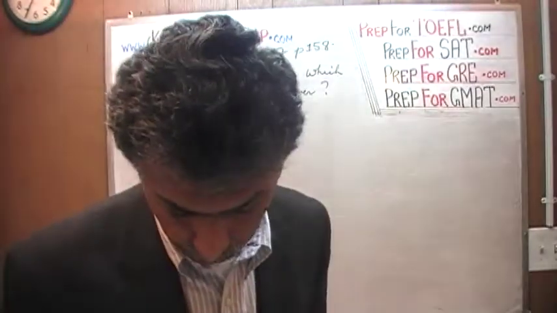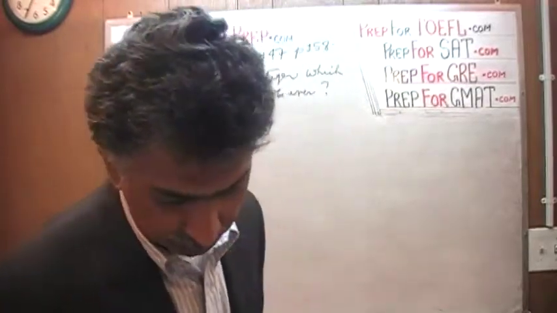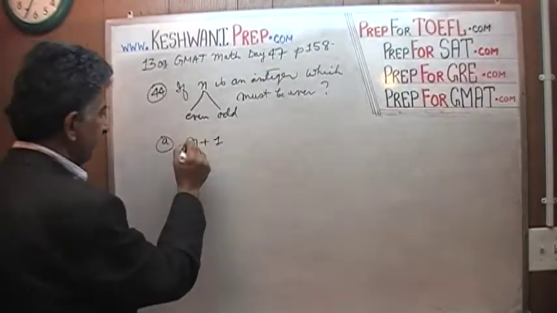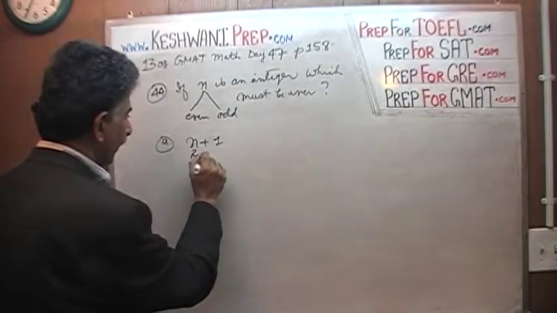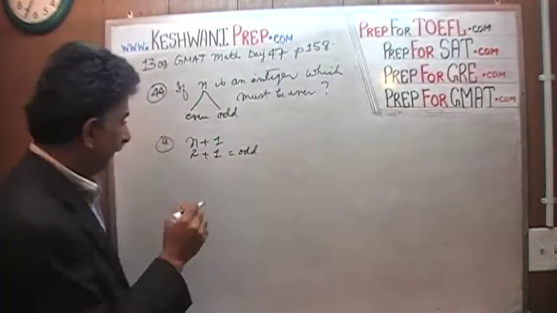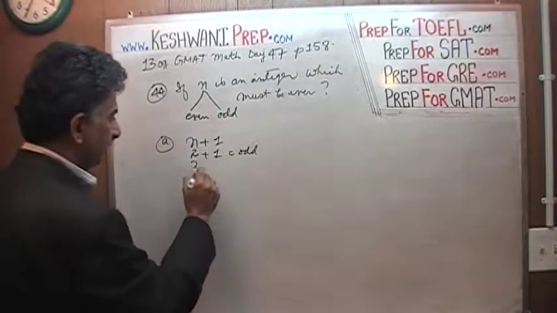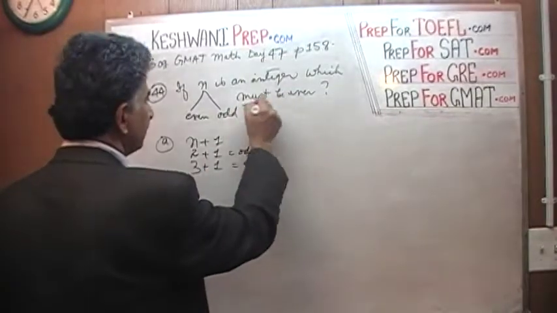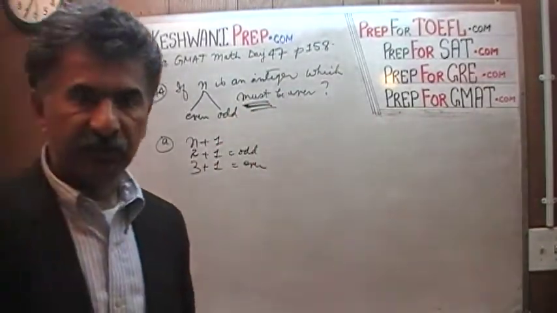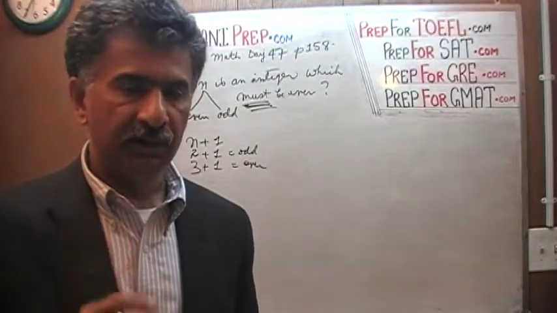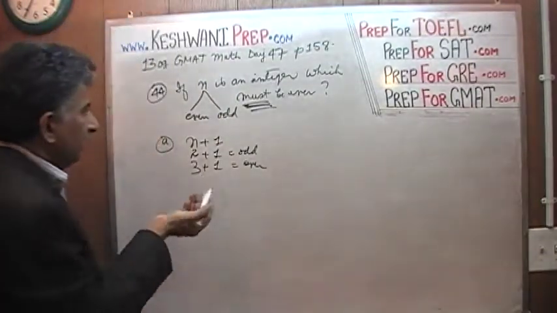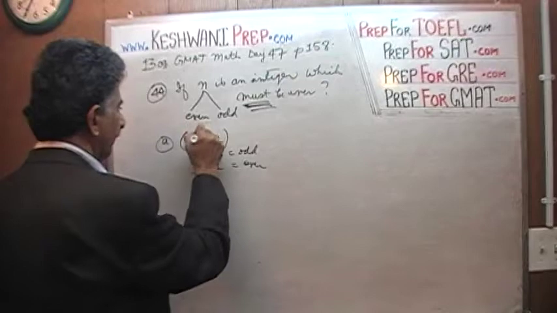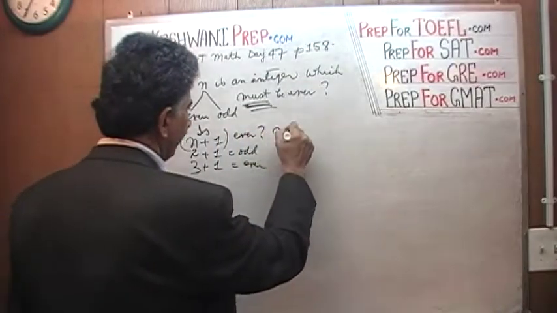For example, the very first answer choice they give us is n plus 1. In the case of n plus 1, if n happens to be even, let's say 2, then 2 plus 1 is odd. But if n happens to be odd, then odd plus 1 will be even. The question is, which of the following must be even? That use of the word must means we are looking for something that has to be true all the time without exception. Is n plus 1 even? The answer is not necessarily.